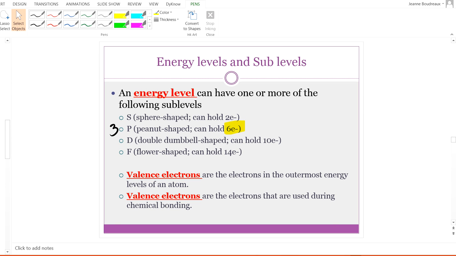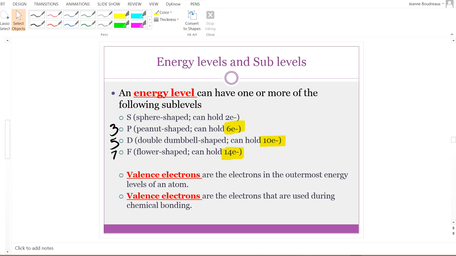Our D sublevel, well, there are 5 orientations of D. If each one of those can hold 2 electrons, there is a total of 10 electrons that can be held there. Our F sublevel has 7 orientations. Each one of those orientations can hold 2 electrons. 7 times 2 gives you a total of 14 possible electrons.